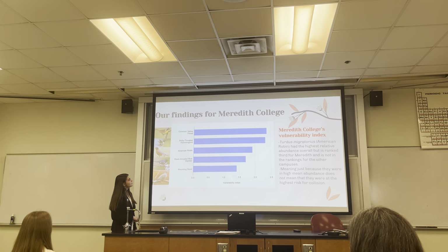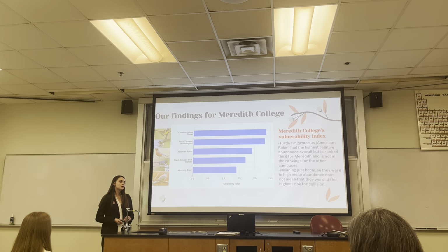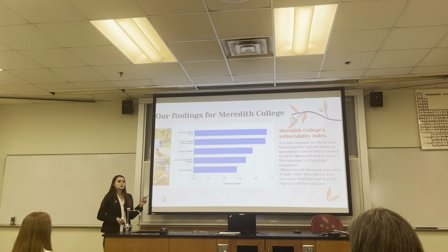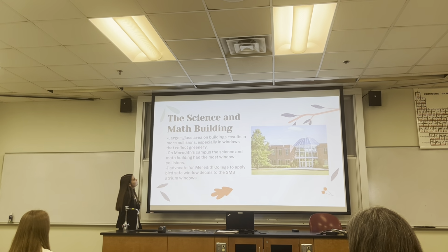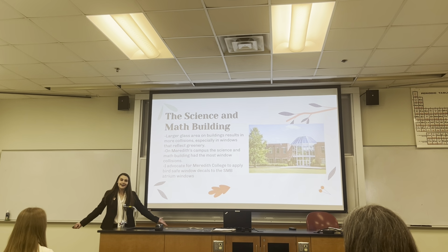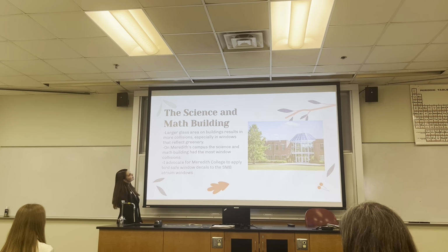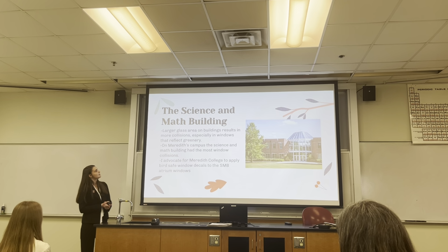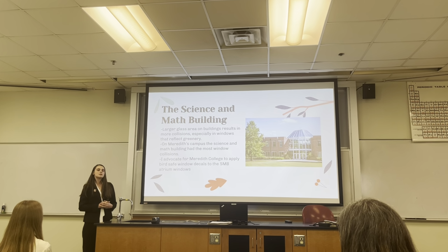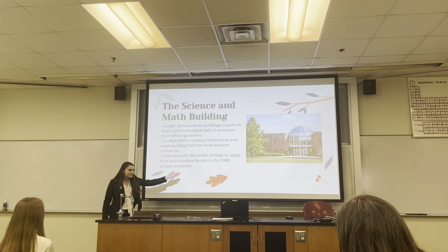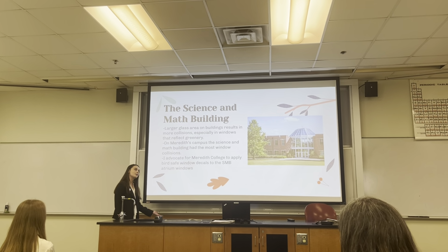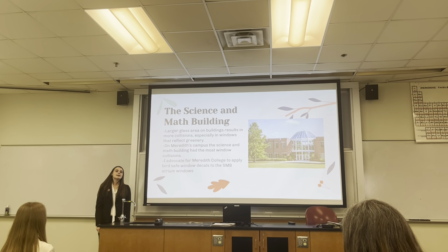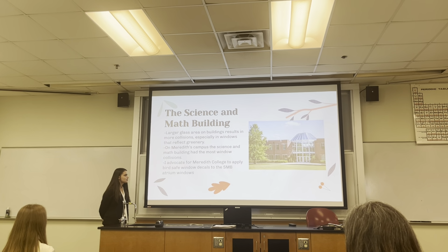Also, another study found that the ruby-throated hummingbird was the highest risk for collision, but was only in the rankings for Meredith College. The science and math building, where we are right now, has a lot. We found that larger glass area on buildings resulted in more collisions, especially in windows that reflect greenery. As you can see in SMB, it has a lot of windows and there's reflective greenery. On Meredith's campus, the Science and Math building had the most window collisions.